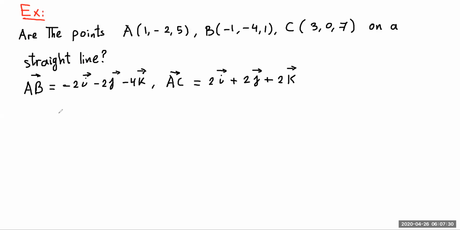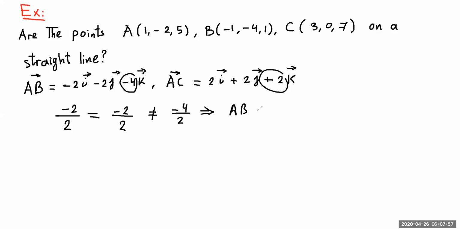So we remark that if I take this x, minus 2 over the x of the other vector, 2, so it's not equal. Now it's equal to minus 2 over 2, but it's not equal to minus 4 over 2. So AB is not parallel to AC.